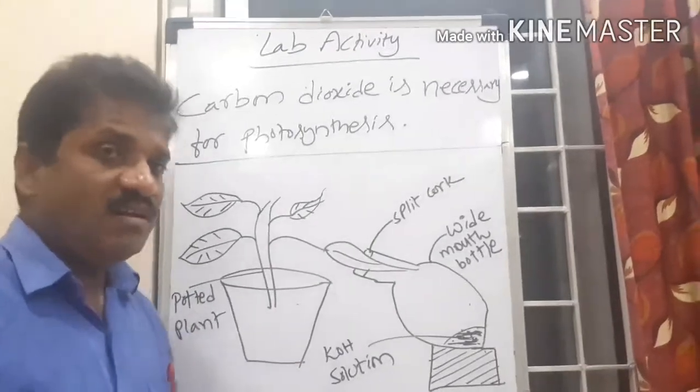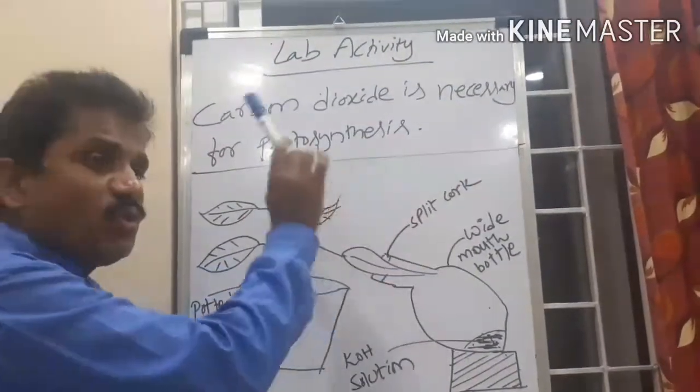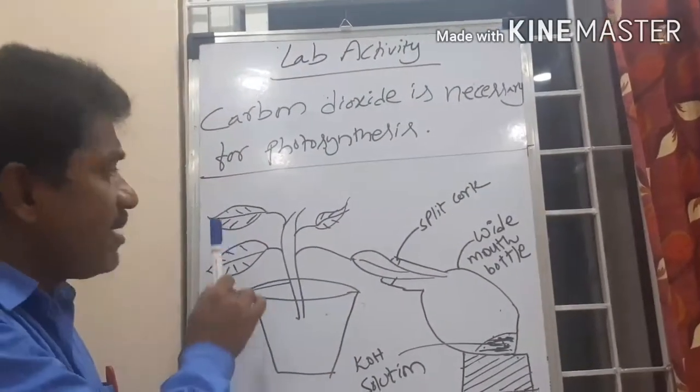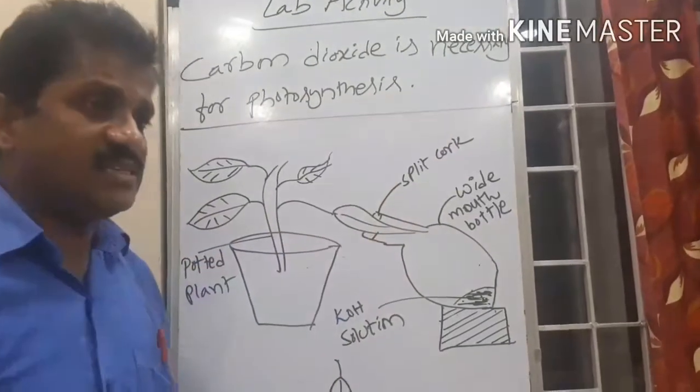Good morning children. In this video we discuss that carbon dioxide is necessary for photosynthesis. The aim of this lab activity is to prove that carbon dioxide is necessary for photosynthesis.